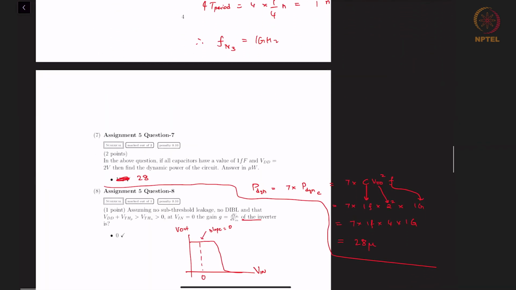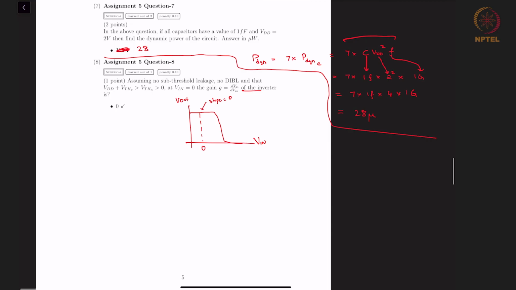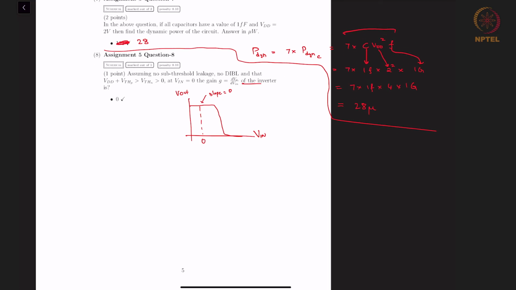To get the dynamic power, you just have to look at all the capacitors in that circuit and see that they all oscillate at a frequency of 1 gigahertz. So it will be 7 times C VDD square F, which works out to 28 microwatt. This is the answer for question number 8. If there is no subthreshold leakage, no DIBL, and so on, then for this zone the slope of the graph will be equal to 0, and that's what we are asking, so the answer is 0.